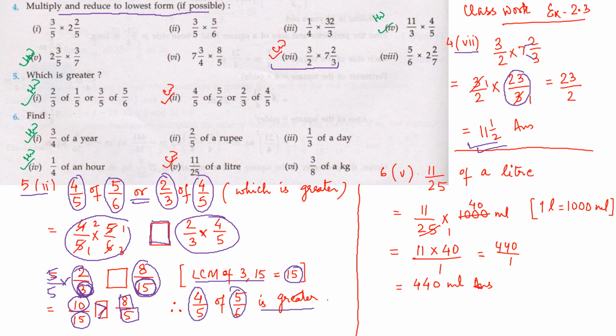This way you have to solve. Comparison we have already done, isn't it? When like fractions were there, then the bigger numerator means it is a bigger fraction. When unlike fractions were there, you have to find the LCM and then solve it.